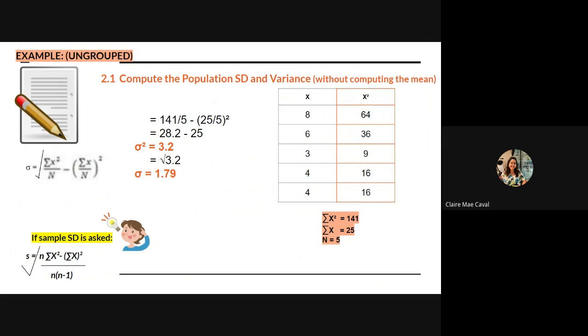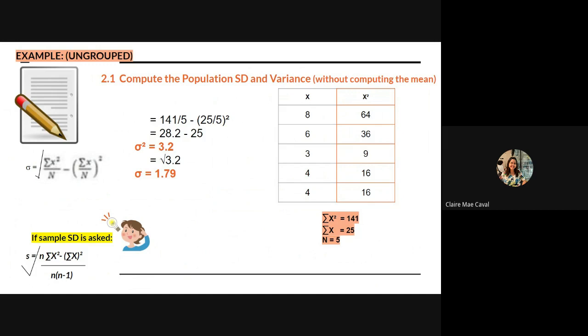So n is equal to 5. This is 5 times the summation of x squared, which is 141 times 141, minus the summation of x, which is 25, squared. Divided by, in your denominator, 5 times, inside the parenthesis, 5 minus 1. Did you get it? So for the numerator, multiply 5 and 141, that's 705.